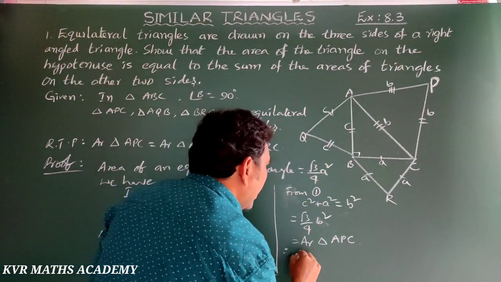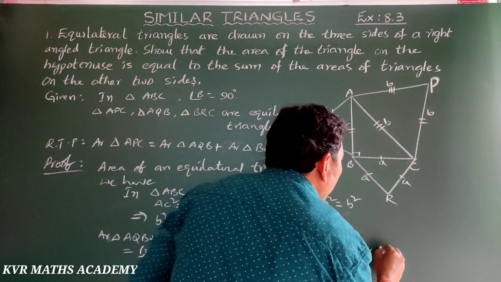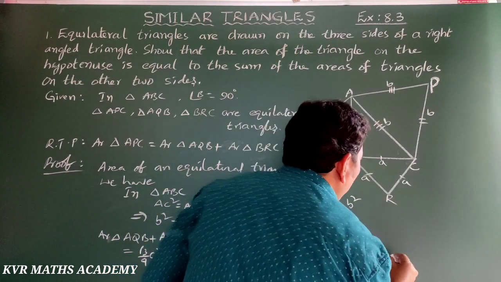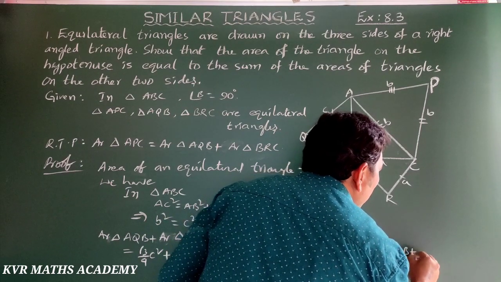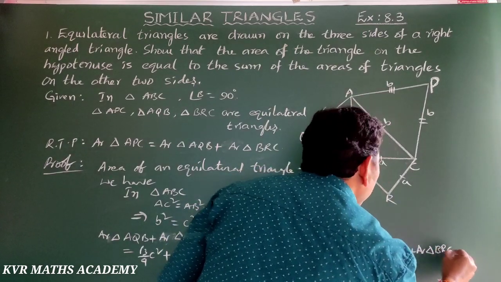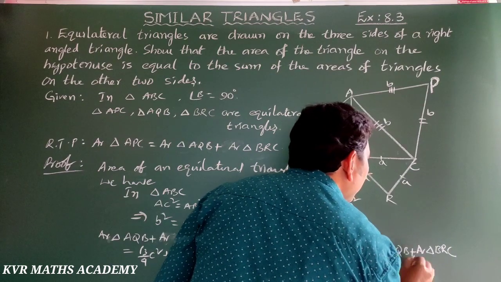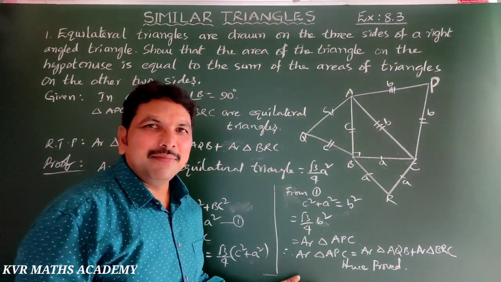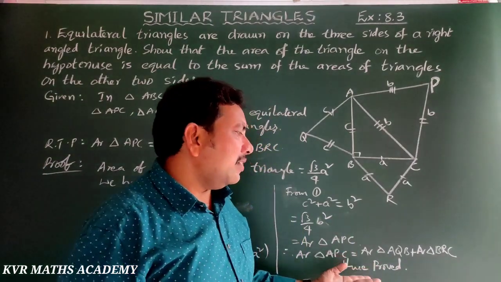Therefore, area of triangle APC is equal to area of triangle AQB plus area of triangle BRC. Okay, hence proved. Have you understood clearly? Yes. So from this, what can you say?